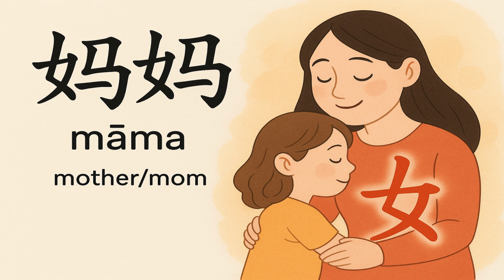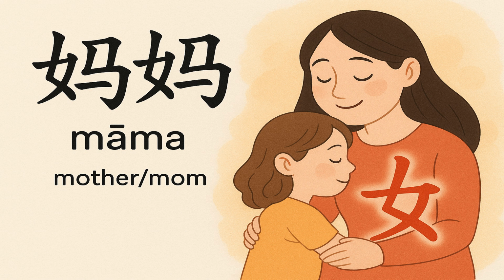related to females. On the right side of each character, we have a component that originally meant horse, but here serves a phonetic function, helping us remember the ma pronunciation. The doubling of the character is significant in Chinese culture. Many family relationship words are doubled to show affection and intimacy. Just like in English, we might say mama instead of just ma. Chinese doubles the character to create a warm, affectionate term that children use to call their mothers.